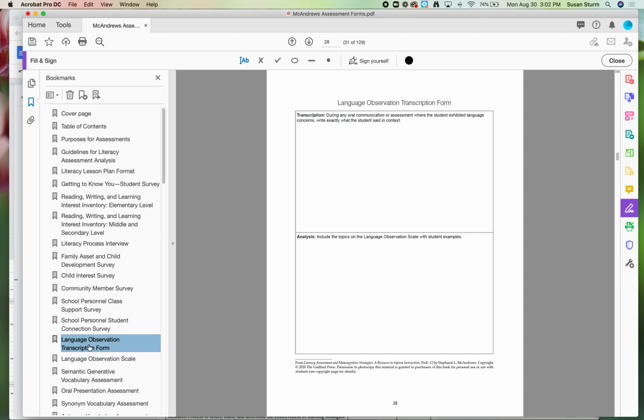What you're seeing on my screen are just the forms that you need in order to administer these assessments. So you're definitely going to want to toggle between what's on my screen and what's in the textbook, which I have in front of me, so I'm going to be looking back and forth. So the language observation scale is meant to assess a student's expressive language development.